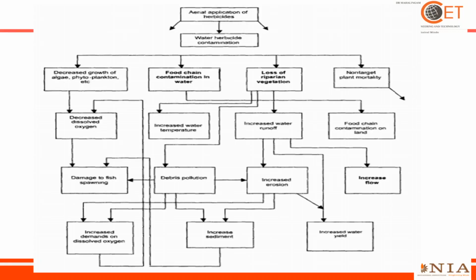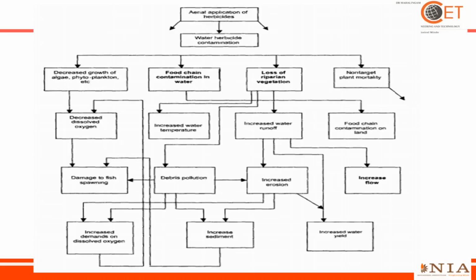Also there is one more possibility. There is debris pollution. Debris pollution means all this waste material gets dumped somewhere. Debris is nothing but waste matter, solid matter gets dumped somewhere, so that also increases sediment. The increased sediment also affects the fish production or the aquatic species. So in this way you can link all these things, right?